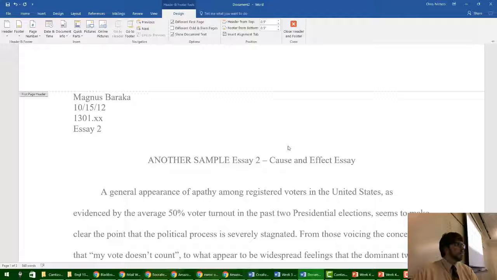So to get rid of the first one, you have to click on the second. That's how I usually do it and how I make it work. You have to be clicked on the second, then click Different First Page, and the first page numbering will then go away. But if this makes it any easier for you guys, I actually don't mind if it's on the first page.